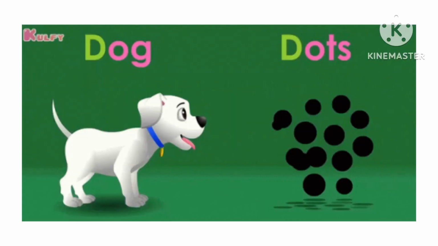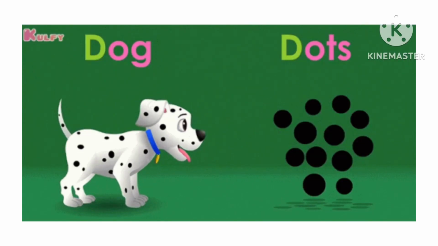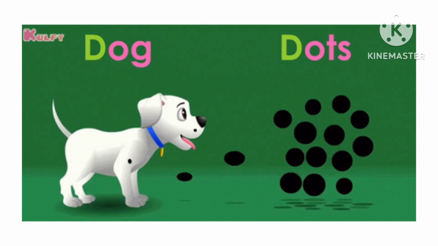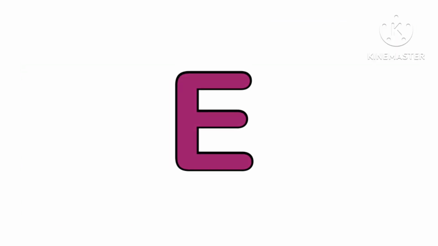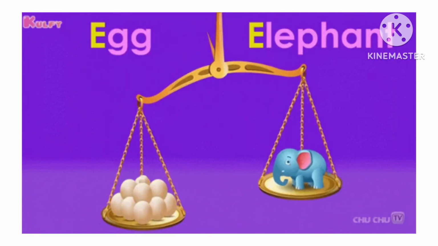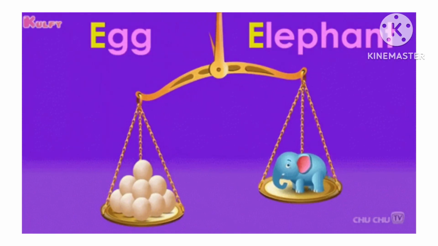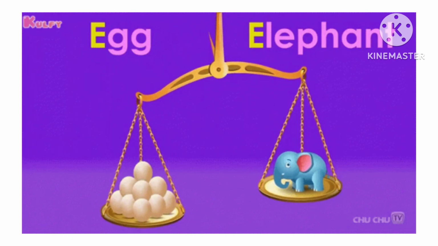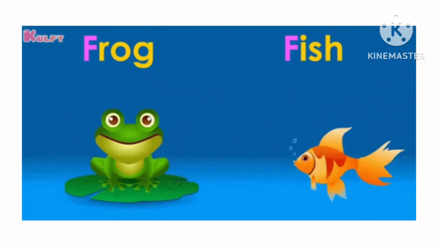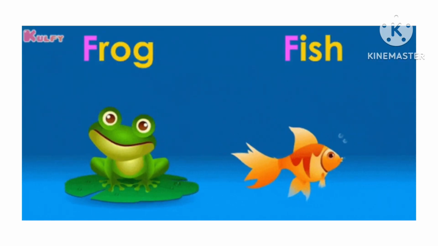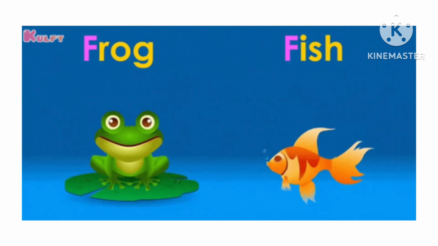D for dog, D for dots. E for egg and E for elephant. F for frog, F for fish.